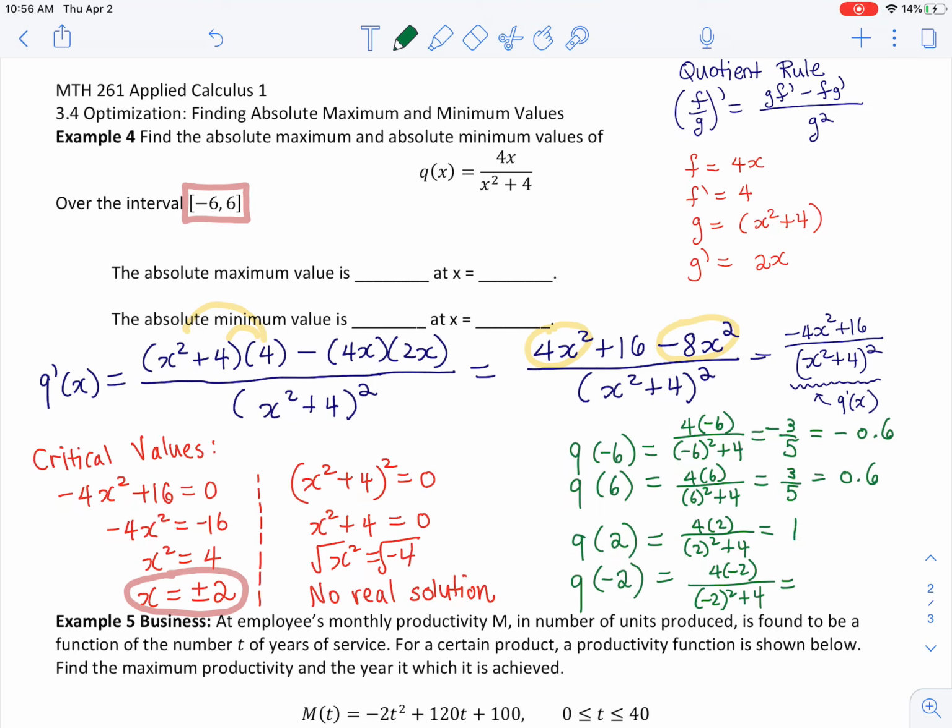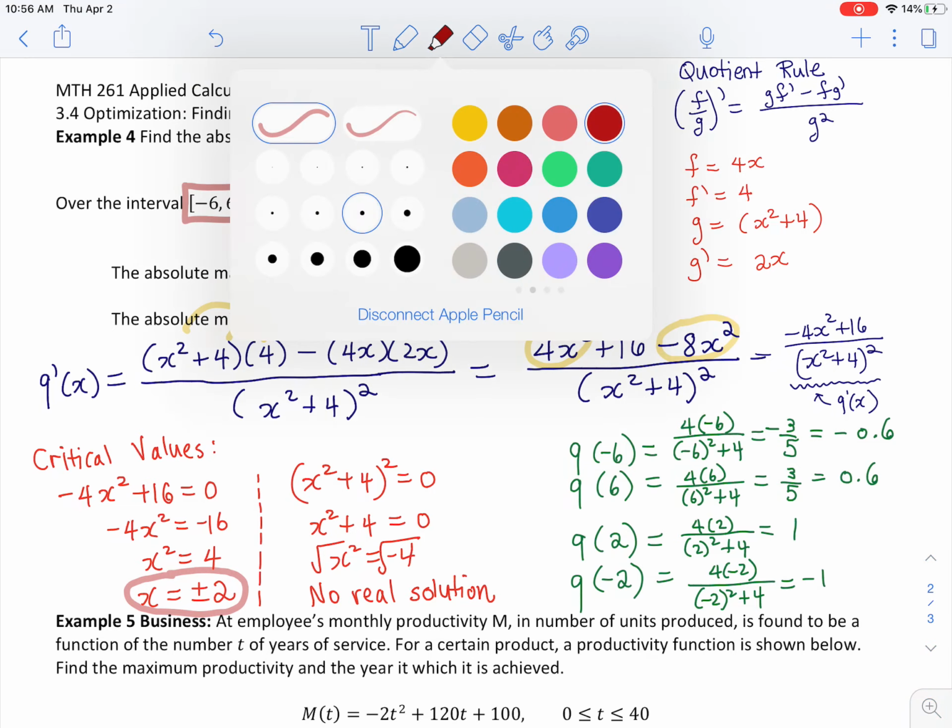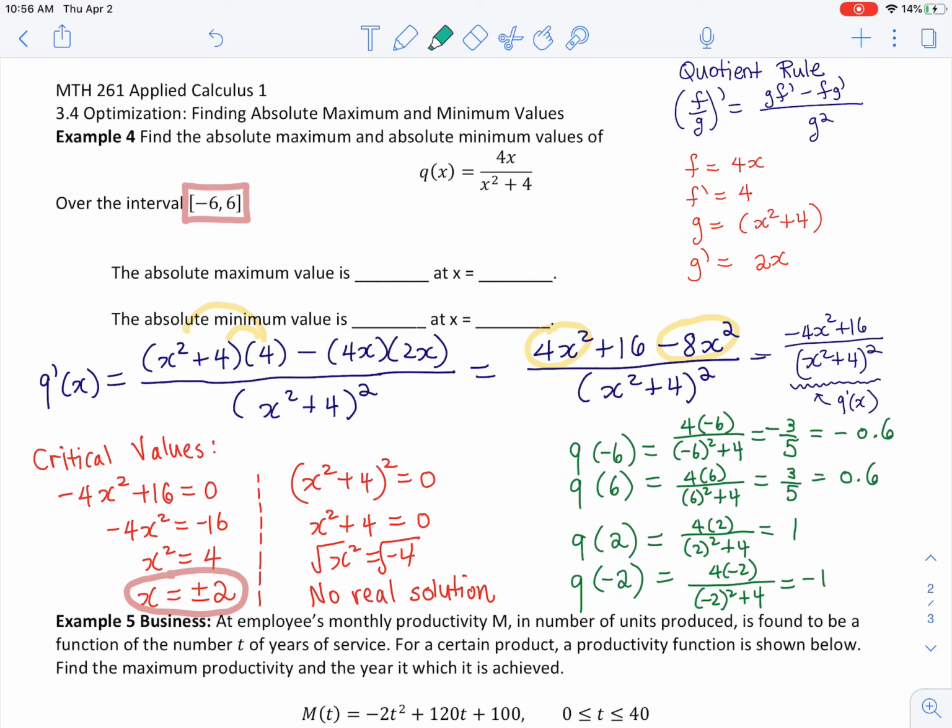Okay? All right, next one, I'm plugging in 2. I got 1. This one was exactly 1. So I know the bottom one, q of -2, is going to be just -1. And that is true. All right. Now I got 4 y values to compare. Which one is the greatest? The biggest number is when we plugged in 2, we got a value of 1. So the absolute maximum value is 1, and this happened at x equals 2.